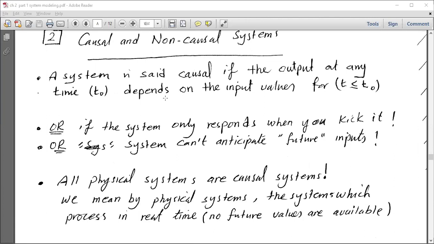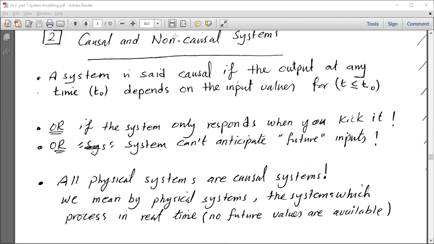This is linked to the memory system in some way. In a memory system, there is dependence on the past or on the future. If you depend only on the past and the current value, we call it causal. If you anticipate from the future, then we call it non-causal.